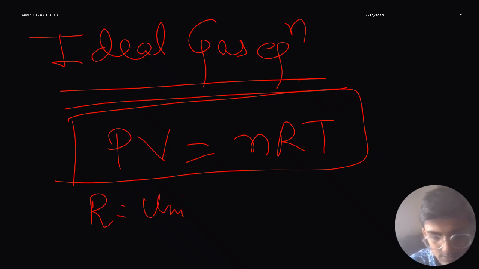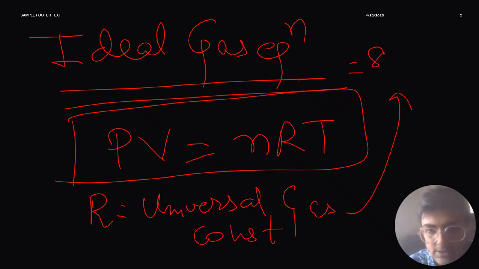R is called the universal gas constant. Its value is 8.314 in SI units. P is pressure, V is volume, n is number of moles, R is the universal gas constant whose value is 8.314 in SI units, T is temperature in Kelvin. Now this was the ideal gas equation. Now, talking about different types of thermodynamic processes.